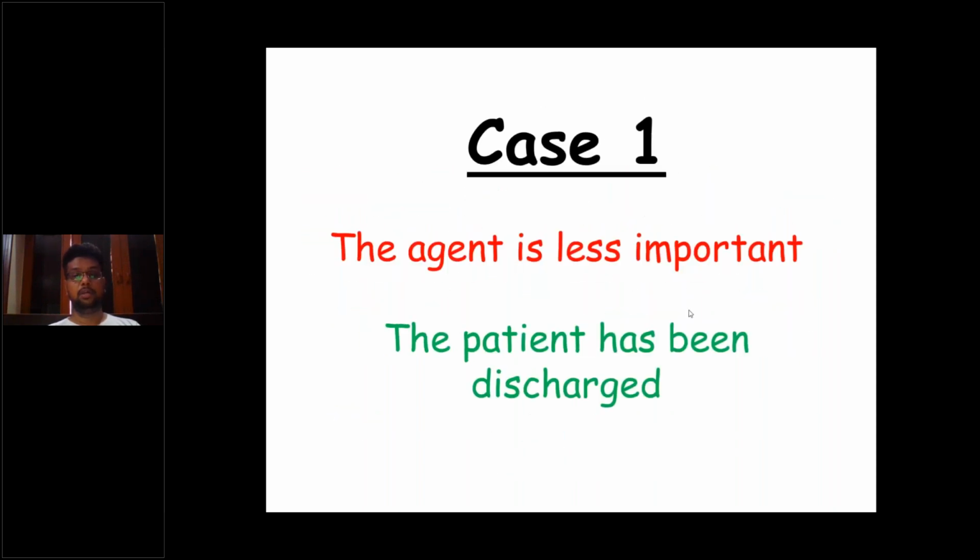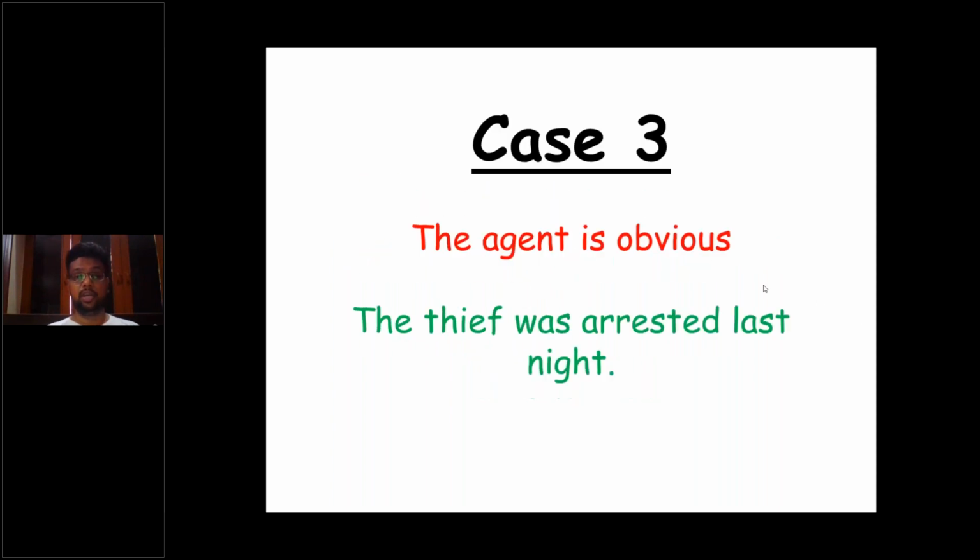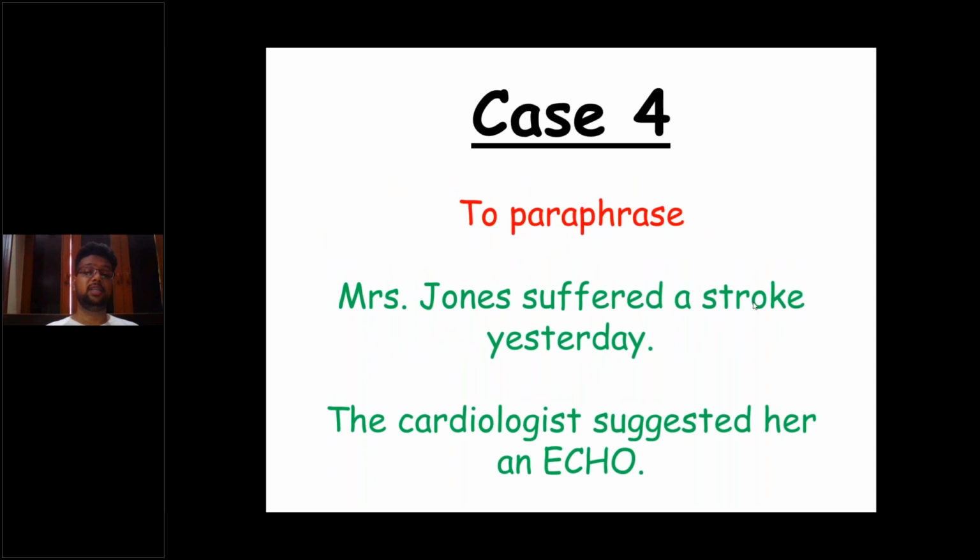See over here, the agent is less important. Whomsoever advised Mrs. Jones an echo is of importance, but not of that importance. So whenever we are writing an OET letter, just look here. Mrs. Jones suffered a stroke yesterday. The second sentence must start with Mrs. Jones. So we have to avoid using cardiologist in the beginning of the second sentence in the expansion of the case note.